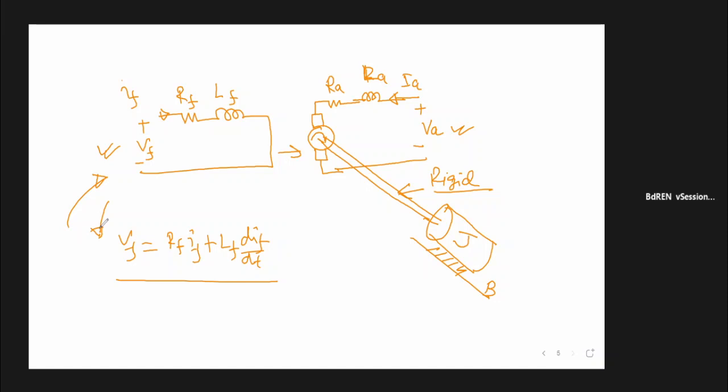Here in this case, I want to ask you one question. We have a resistance in the field circuit RF, and we have a resistance in the armature circuit RA. Which resistance is higher and why?